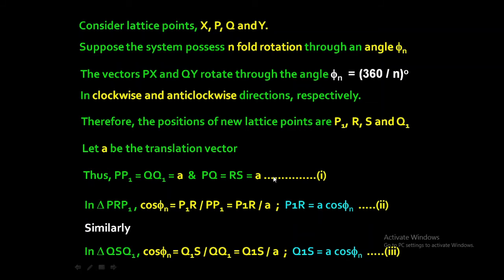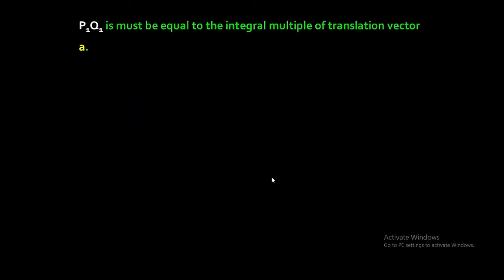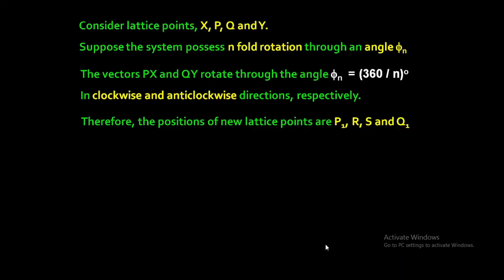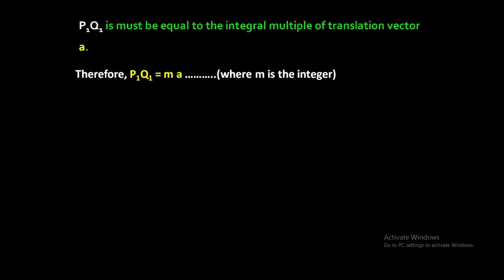And we know RS is A. But when we translate the point from P1 to Q1, the length of P1Q1 must be equal to an integral multiple of the translation vector, that we have already told you in the first slide. When we translate from lattice point P1 to Q1, then the length of P1Q1 should be equal to an integral multiple of A. Very simple. So therefore P1Q1 is equal to M into A. M is an integer, M is 0, 1, 2, 3, whatever it may be.